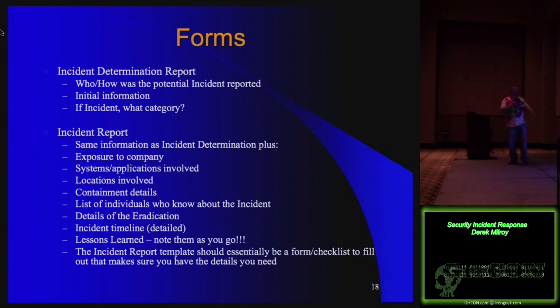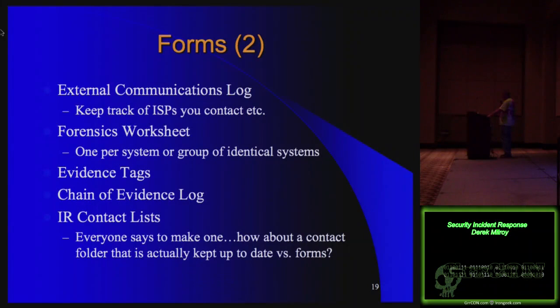Incident reports have the same information as the above, plus what's the exposure to the company, what systems and apps are involved, locations, details of what you do when you contain it, a list of who knows about it, details of the eradication, and your detailed timeline is in here. There's a lot of good stuff. I know they used to have document templates you could download from SANS on this. Something I did, hold on, external communications, forensics worksheet, evidence tags, chain of evidence, contact lists, that's a lot of stuff, right?